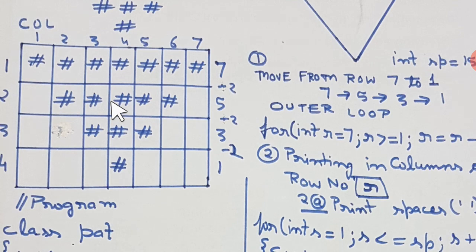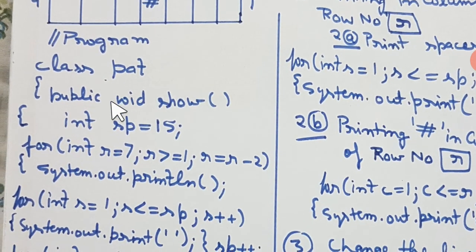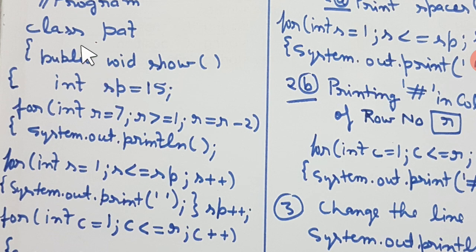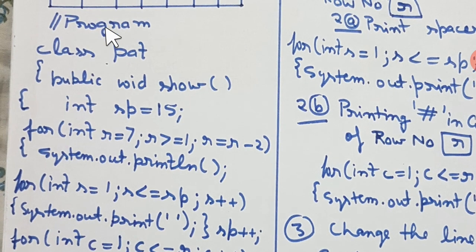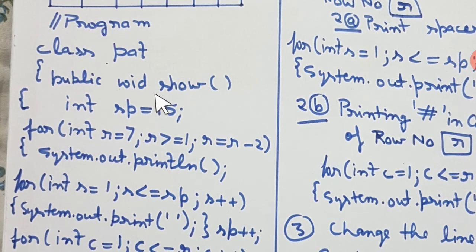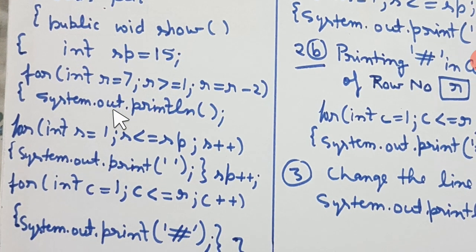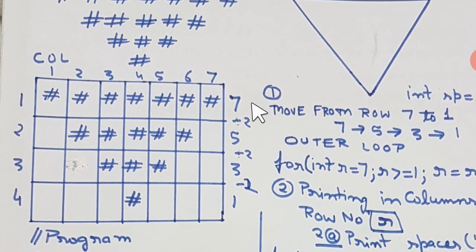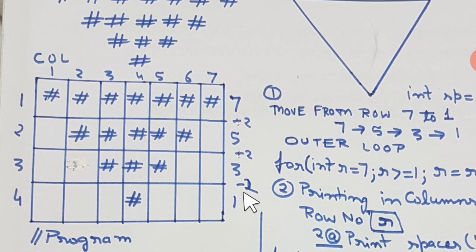Now we get back to the code. We write the Java program in the form of a class, so class pat is there. After that the entire code we have discussed just now will be kept inside the show function. So public void show is the function which contains the logic of this program. So int sp equal to 15, then int r equal to 7, r greater than equal to 1, r equal to r minus 2. So it is a reverse loop. I have already given you the reasons: 7, 5, 3 and 1.